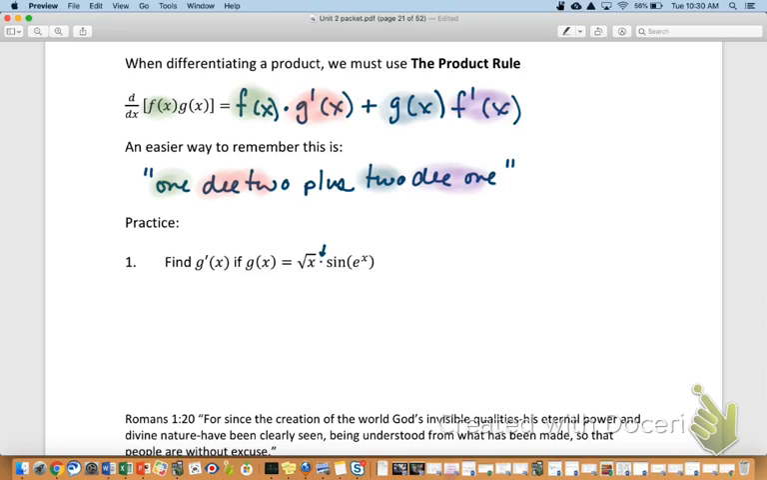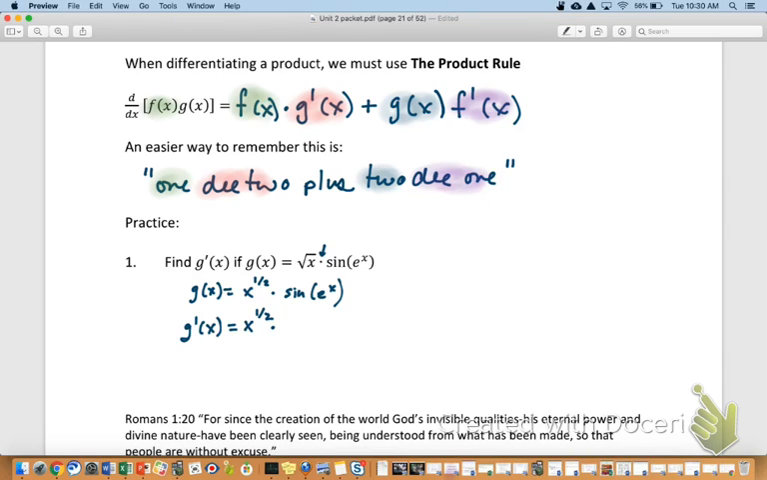Is there any value to doing a rewrite on this before we do any kind of a derivative? Yeah, the radical, right? So let's do that. So g of x equals x to the 1/2 times sine of e to the x. So here we go. In my head, I'm thinking I have to do the product rule, so I'm going to do 1d2 plus 2d1. Let's just take it one part at a time. What would you guys say is 1? Say again? Root x. Yep, there we go. So there is my 1.